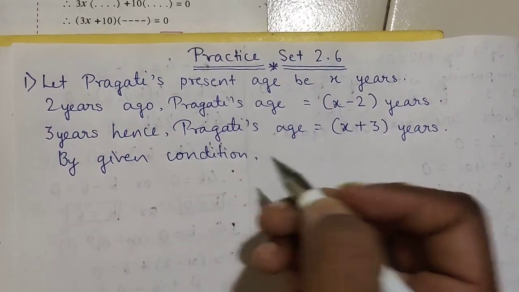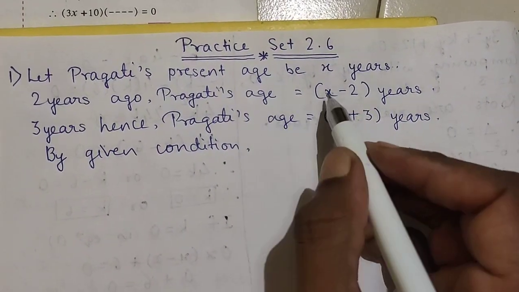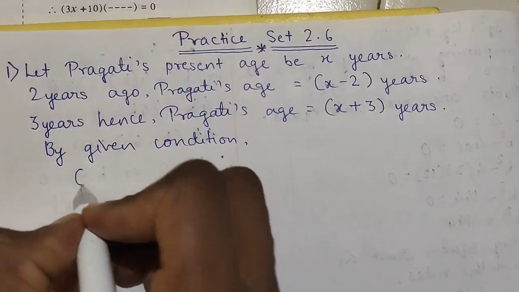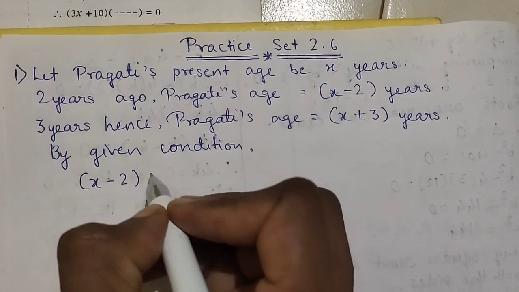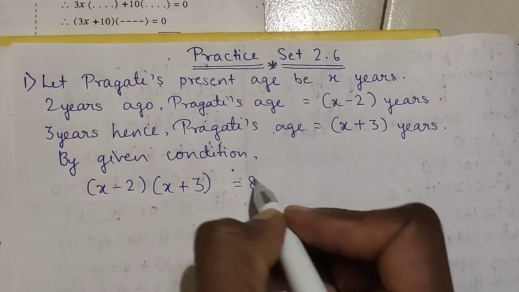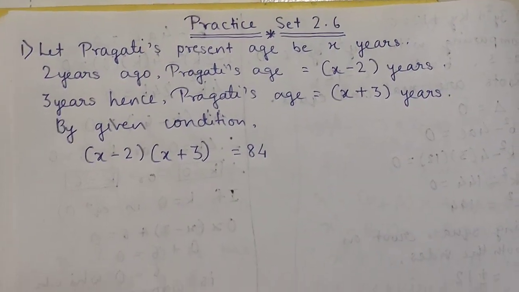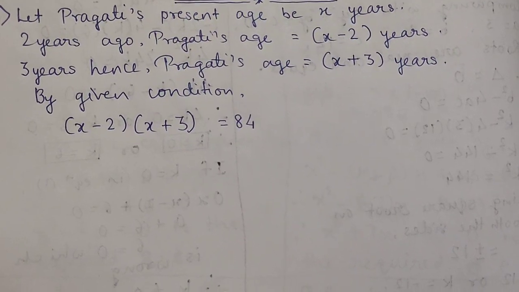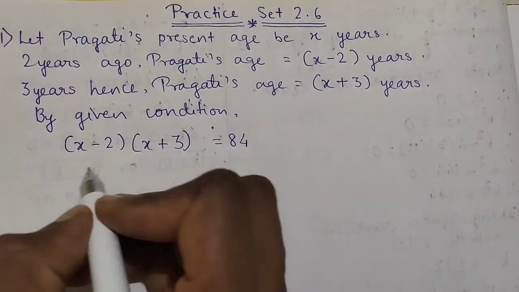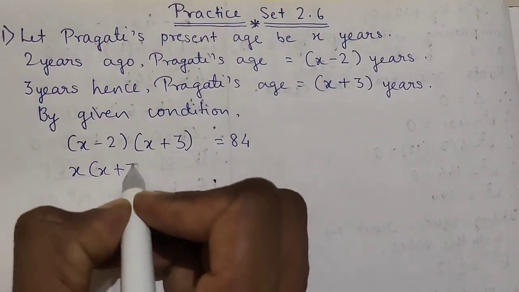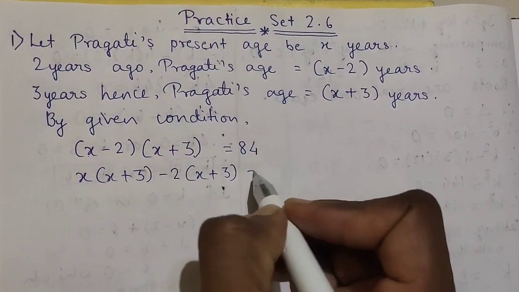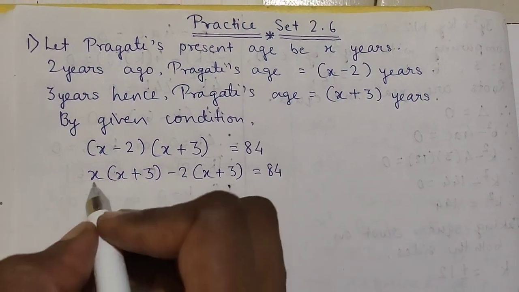What is the condition? Product of Pragati's age 2 years ago and 3 years hence, that is, you are going to multiply these two, x minus 2 multiplied by x plus 3, and that multiplication gives 84. Okay, now let us simplify this and write it in standard form. So let us do that. First multiply this x into this bracket, x plus 3, then minus 2 into this bracket, x plus 3, is equal to 84. Now multiply.